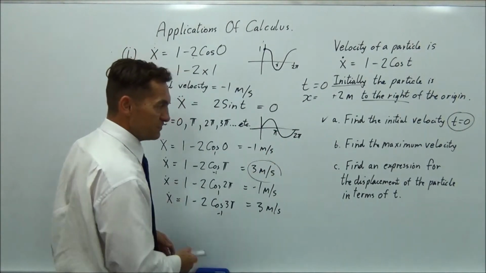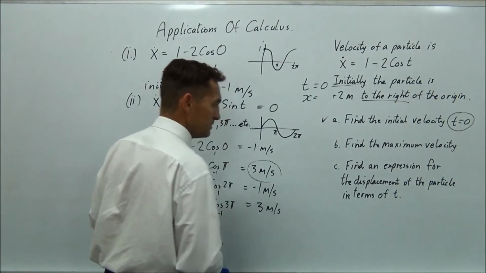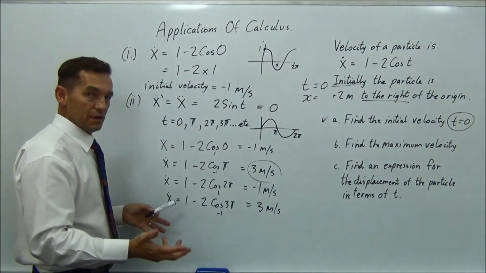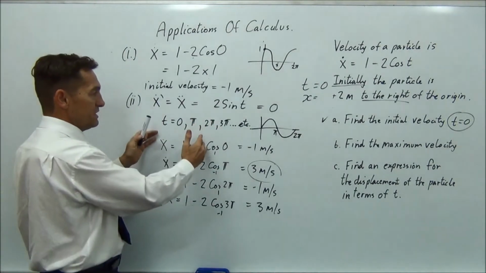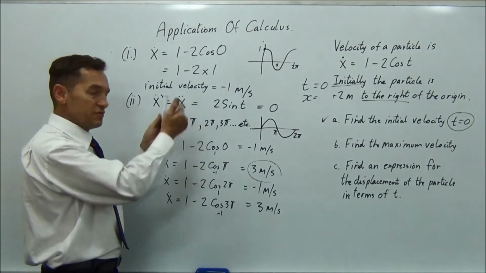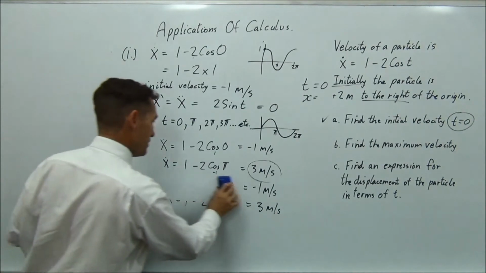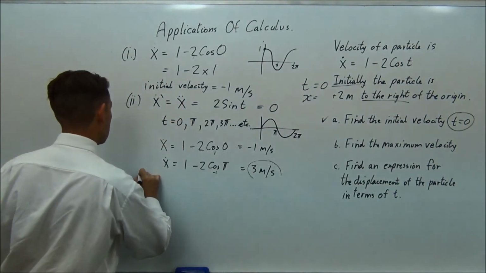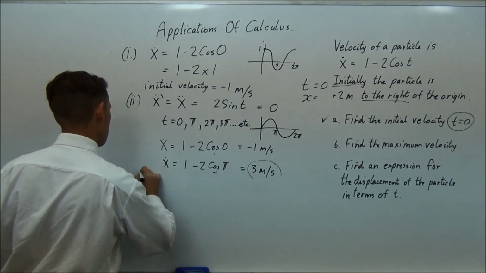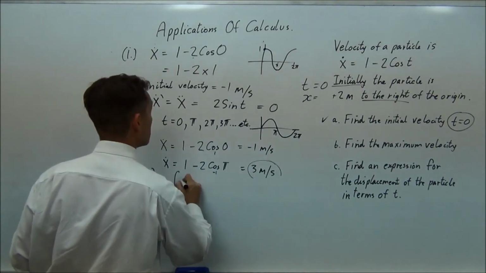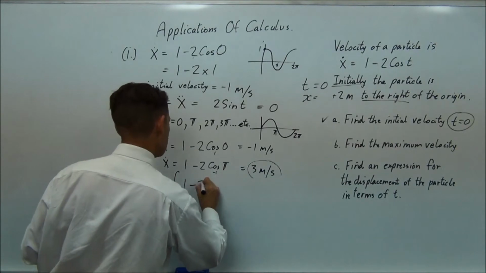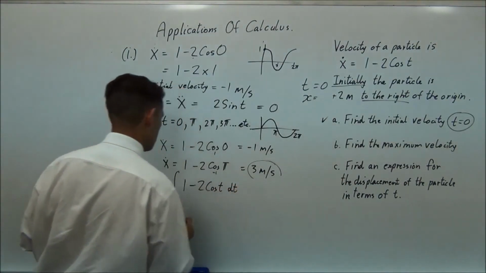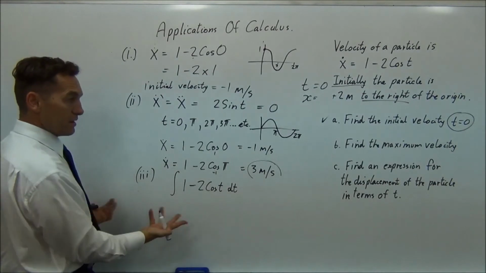Find an expression for the displacement in terms of t. How do you find the displacement if you've got the velocity? You go backwards. We differentiated to get acceleration, so now you're going to integrate. I'm going to rub this section off here, and we'll put in 3, and we'll integrate. So we're going to integrate 1 minus 2 cos t dt, and this time I'm putting the dt in.